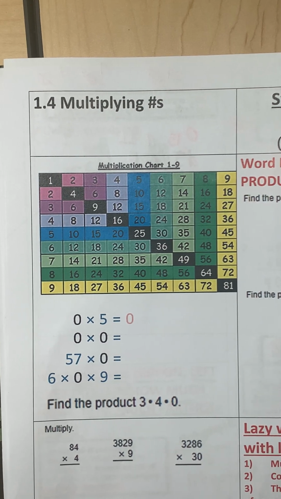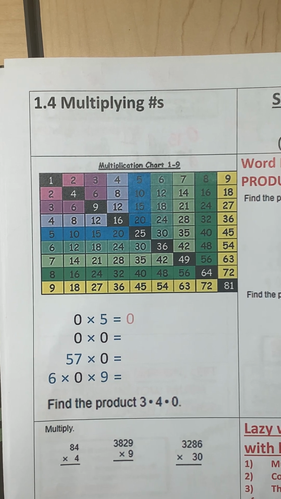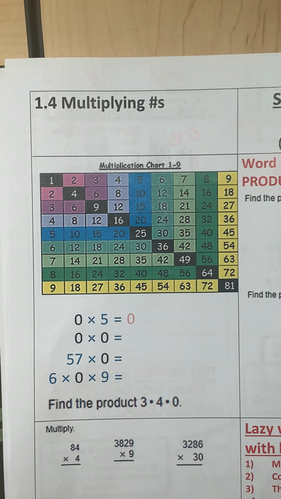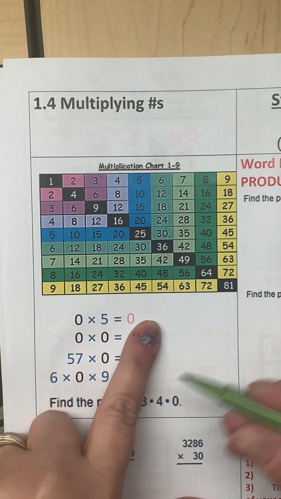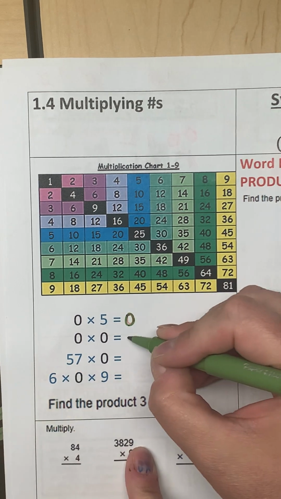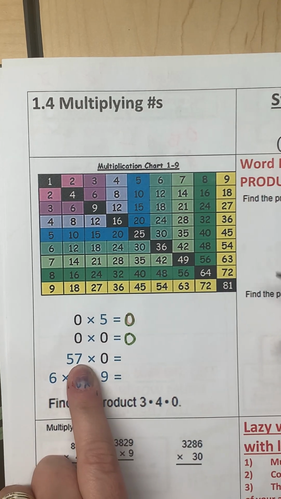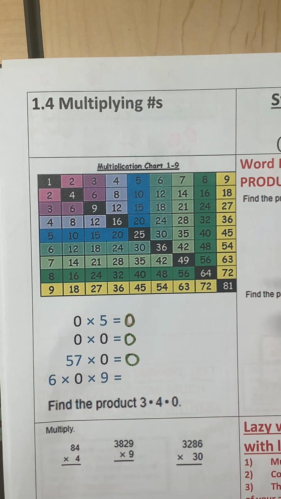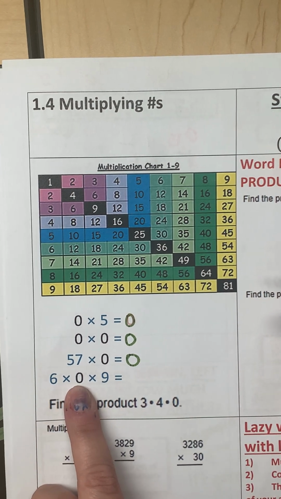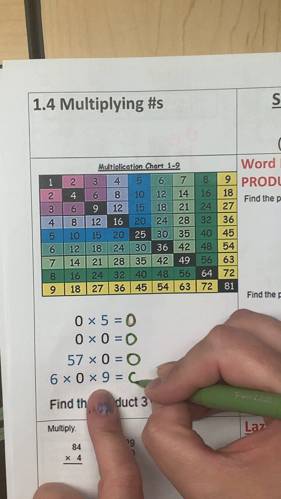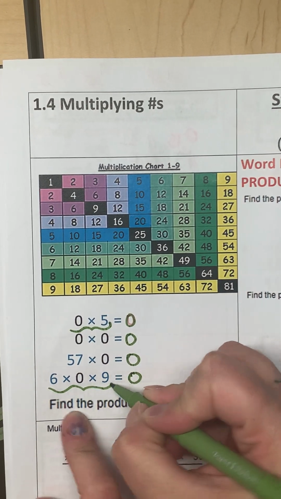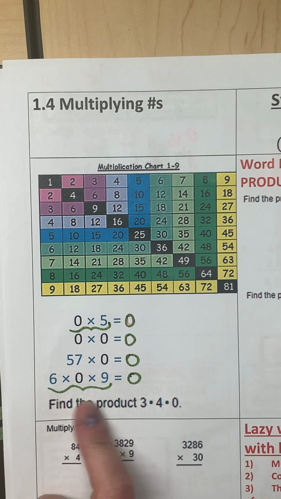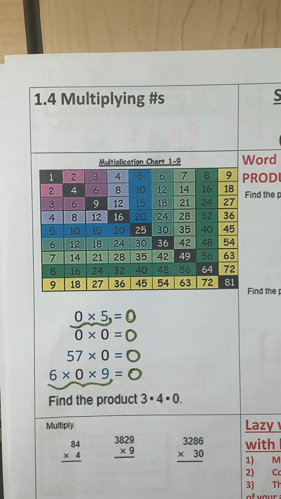So first, let's go ahead and talk about 0. Anything multiplied with 0 is going to give you 0. So underneath this multiplication chart, you can see 0 times 5 is 0. Well, 0 times 0 is 0. 57 times 0 is 0. 6 times 0 is 0. Times 9 is still 0. It doesn't matter whether there's 2 numbers or 3 numbers multiplying together. If one of them is a 0, you're going to equal 0.